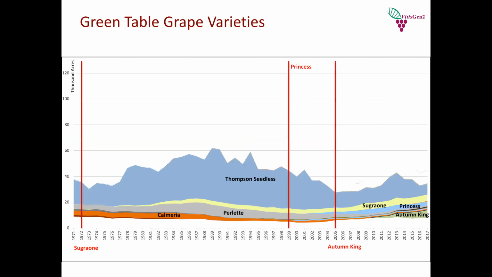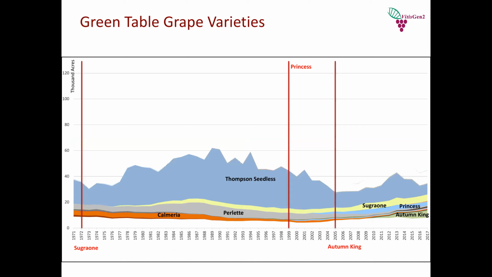Green table grapes are the second largest category. You can see a lot of that was Thompson Seedless for a while, and we have some new varieties coming on the market. Again, you can see a lag between the time a variety appears, like Sugar One in 1972, and when growers start planting it, and it slowly grows over time. We'll see that some varieties also go away.